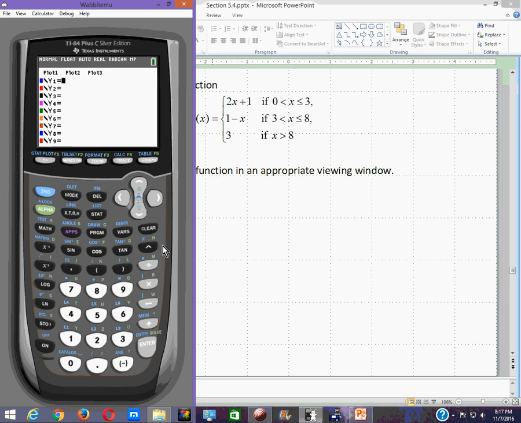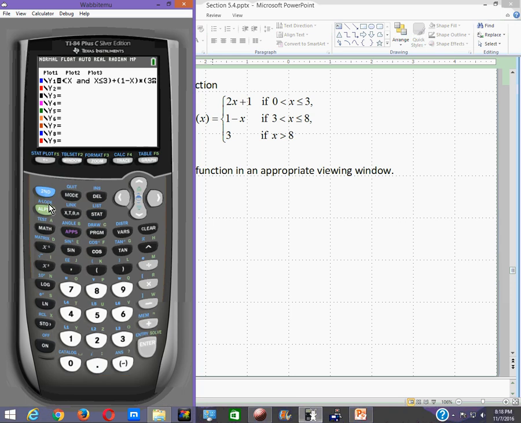So I'm looking at, open parenthesis, 2x plus 1, close parenthesis, times the restriction, 0, second test, less than, choice 5, x, and second test, and x, second test, less than or equal to, choice 6, 3, close parenthesis, plus the next formula, open parenthesis, 1 minus x, close parenthesis, times its restriction.